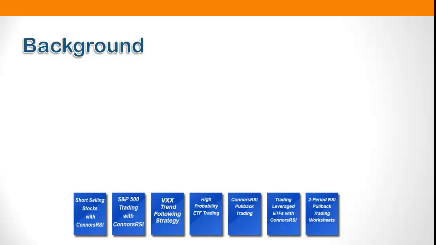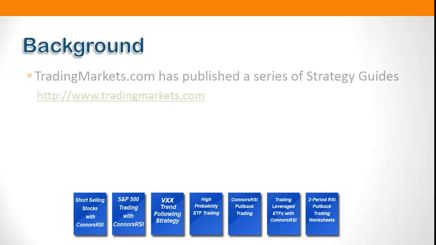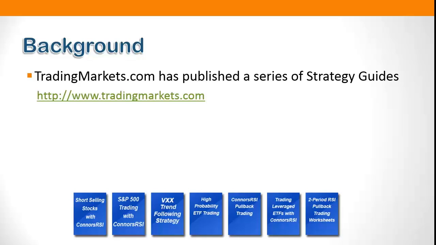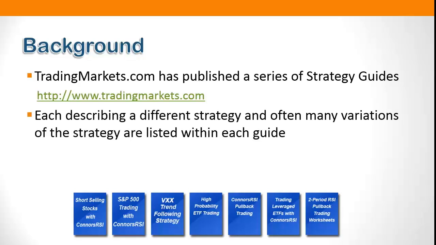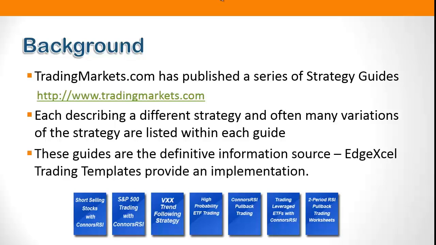Now, a bit of background about these strategy guides. There's a series of strategy guides that are published by tradingmarkets.com. If you go to the address shown on the screen there, then you'll find out more about those guides, and they have summaries on the site about the performance that they have found by backtesting over many years. Each of the guides describes a different strategy, and often within one of the strategies there are many variations. There can be hundreds of variations within a particular strategy. And these guides are the definitive information source for the strategies.